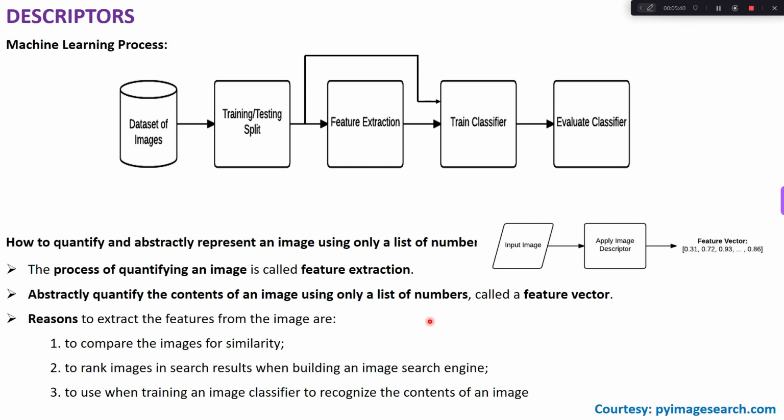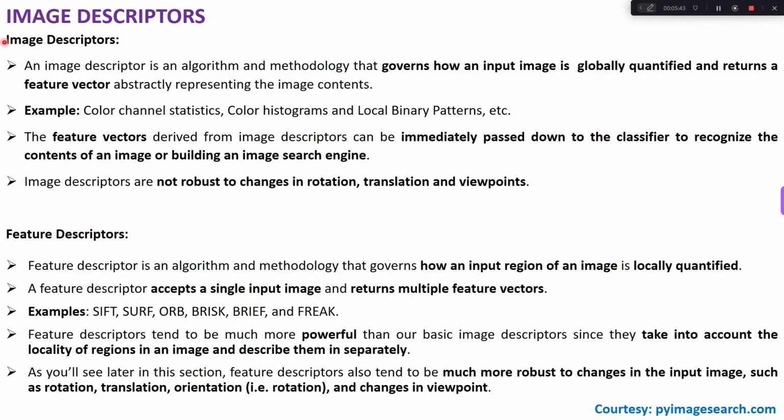So there are two major types of descriptors. One is image descriptor, another one is feature descriptor. An image descriptor is nothing but an algorithm and a methodology that governs how an input image is globally quantified. As a whole image, how we are going to represent it. The output of the image descriptor will be a feature vector. This feature vector represents the entire image, the complete image. Such an algorithm is called an image descriptor.